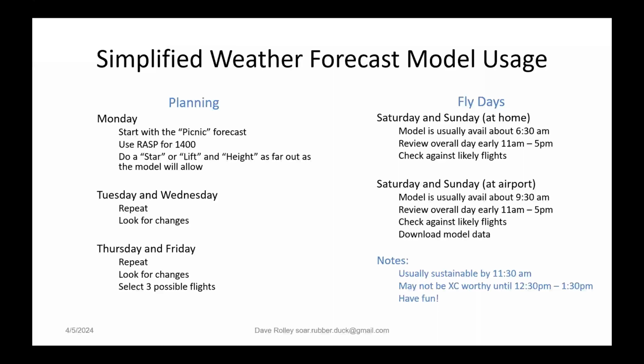The key to remember, at least in our area, I've flown some in Virginia, but I haven't really flown a lot there. I've flown some in California, but I haven't flown a lot there. In our little world along the Front Range of the Rockies, it's usually sustainable by about 11:30 in the morning. It may not be cross-country worthy until between 12:30 and 1 o'clock.